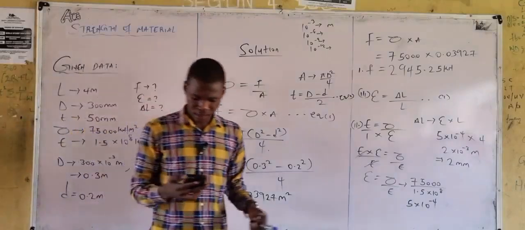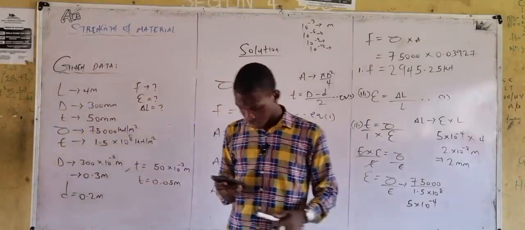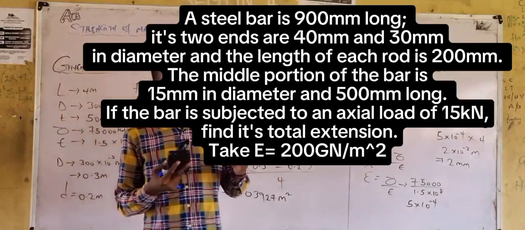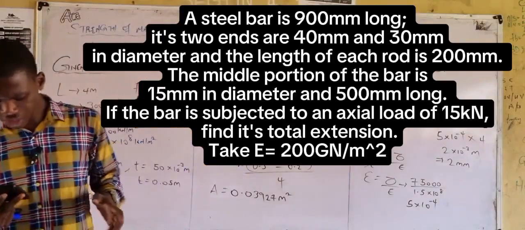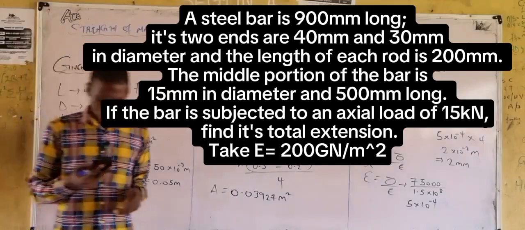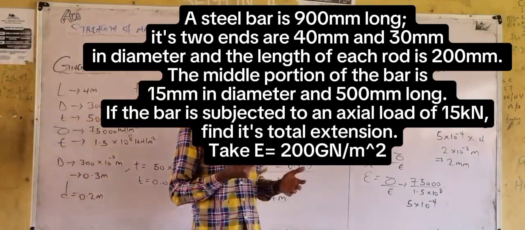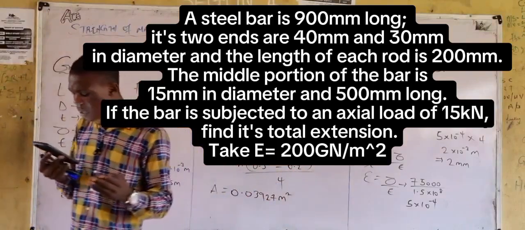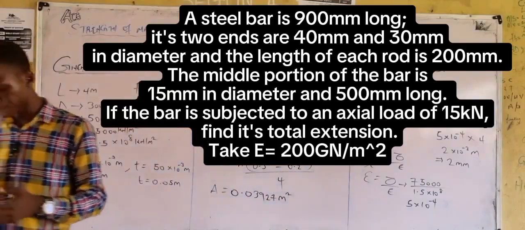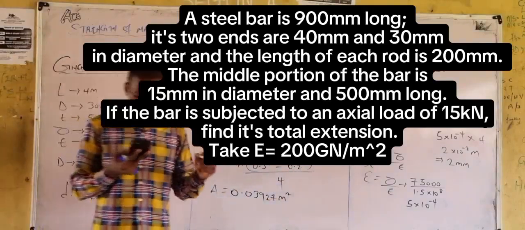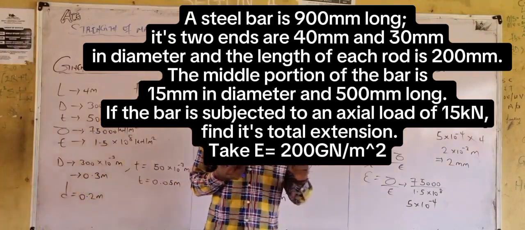Okay, let's take down this example. A steel rod is 900 mm long. Its two ends are 40 mm and 30 mm in diameter, and the length of each end is 200 mm.